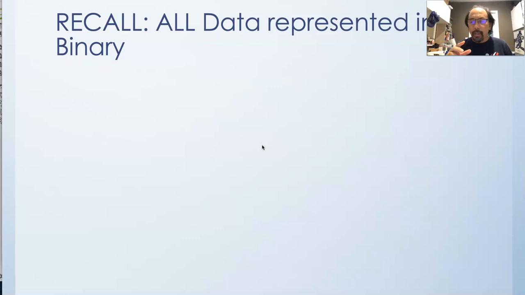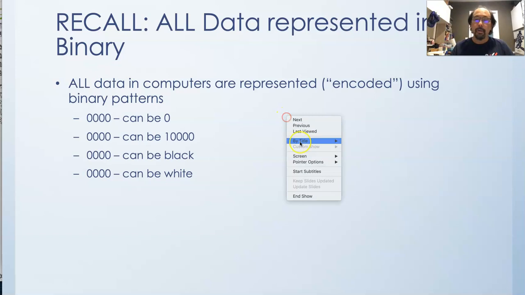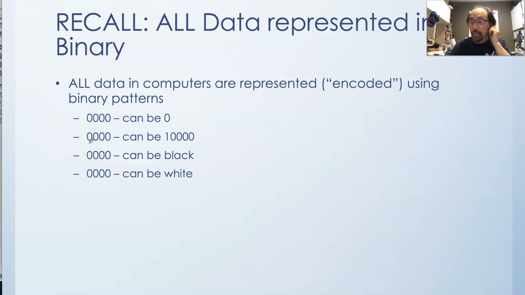Okay, now if you recall, we talked about how computers work on data, and all data is basically represented in some sort of binary number pattern. And it's somewhat arbitrary. I could say I want 0000 to represent the value 0. I could say equivalently, no, I want 0000 to represent the value 10,000. Or I could say I want it to represent the value black, or I could say I want it to represent the value white.